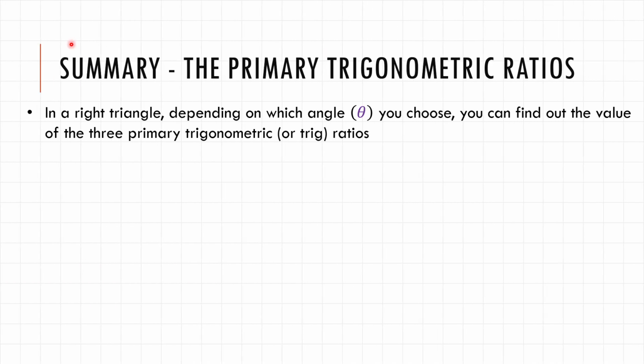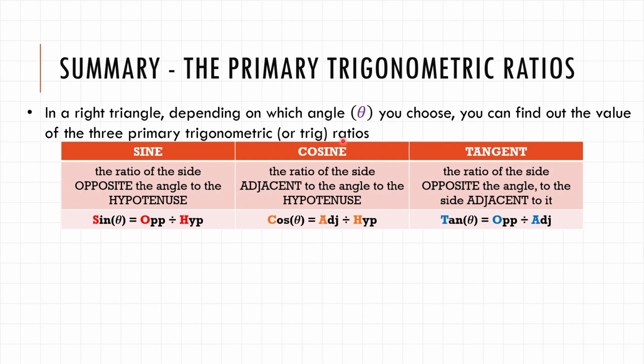So in a right triangle, depending on which angle you choose, you can actually find the value of these three primary trigonometric ratios. And here are their definitions. Sine of that angle tells you the exact ratio of the side that is opposite to the hypotenuse. Cosine of an angle tells you the ratio of the side that is adjacent to the angle compared to the hypotenuse. And tan tells you the ratio of the side opposite the angle to the side that's adjacent to it.